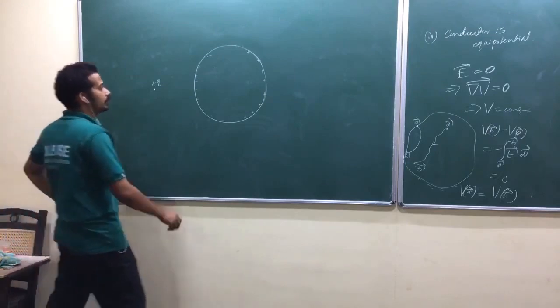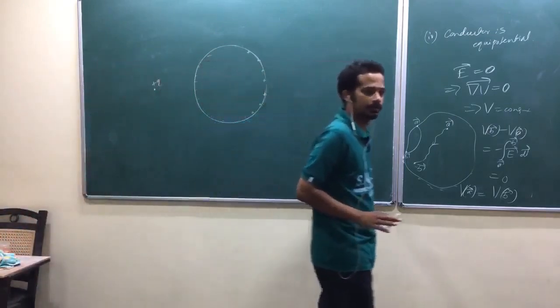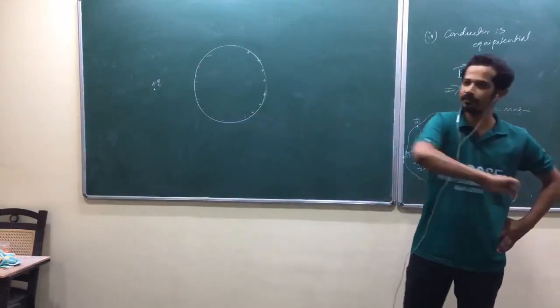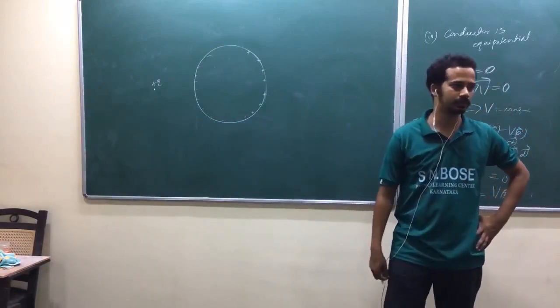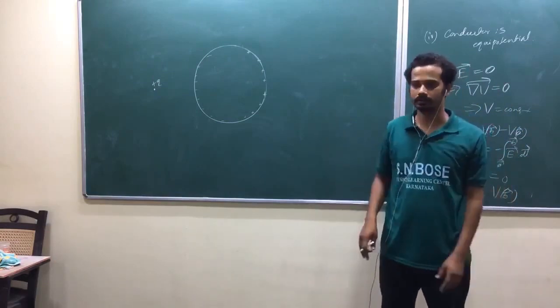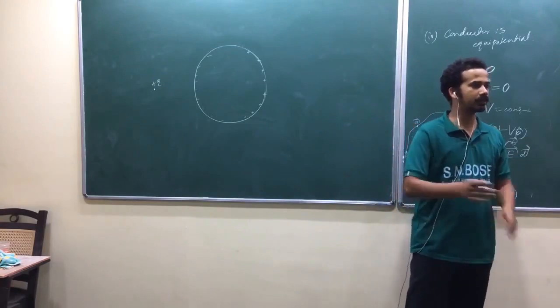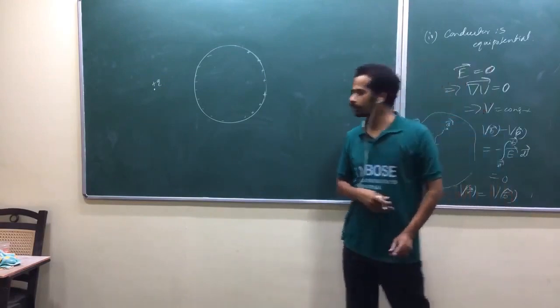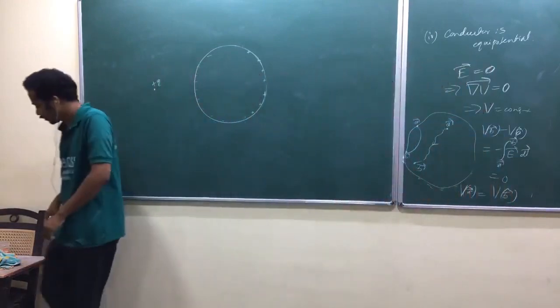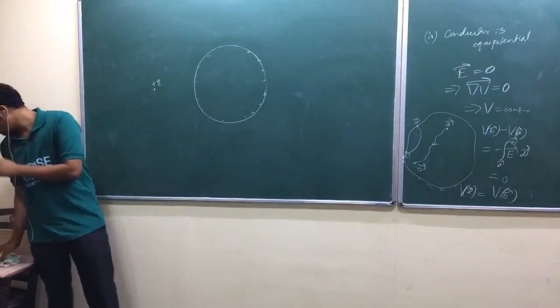Now if I ask what is the net charge on the conductor, that's 0. Earlier it was 0. You haven't taken off any charges outside the conductor. You are just redistributing them. There were free charge carriers and positive ions, so you are just redistributing them. So the net charge on the conductor is again 0. Now look at here.